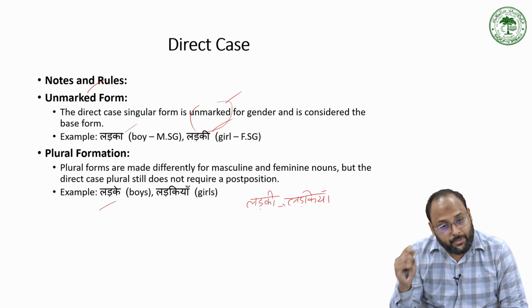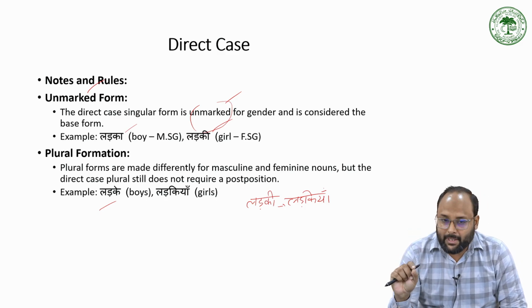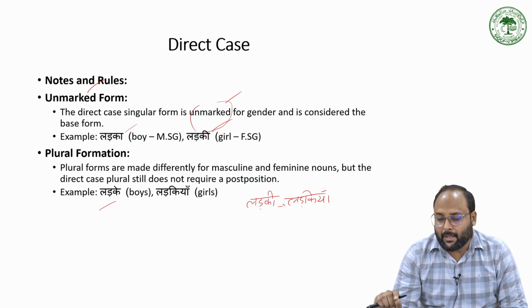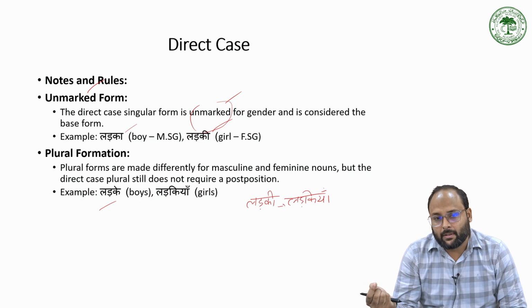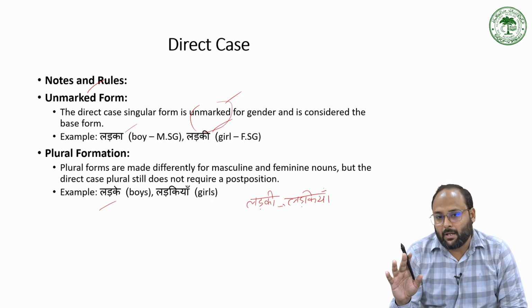So the base form changes according to the plural marker, but it comes under the direct case because there is no postposition. Like लड़की खेलती है और लड़कियां खेलती हैं, और लड़का खेलता है लड़की खेलती है. So they can have inflection, or we can say they have some modification in the base form according to gender and number.